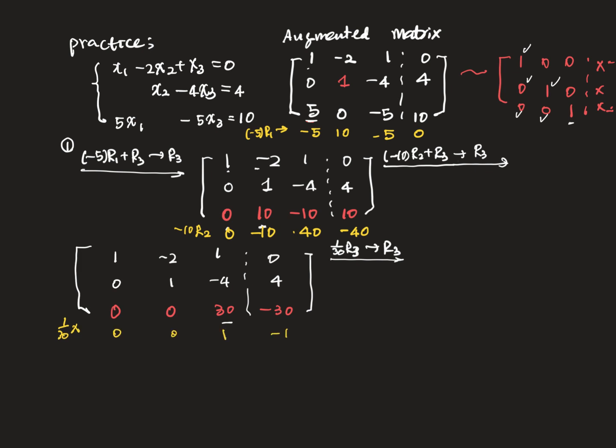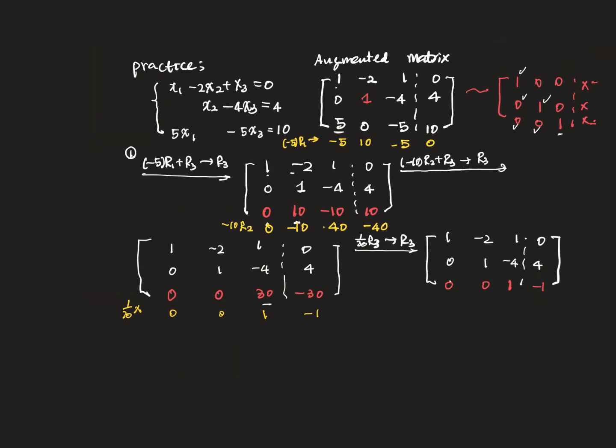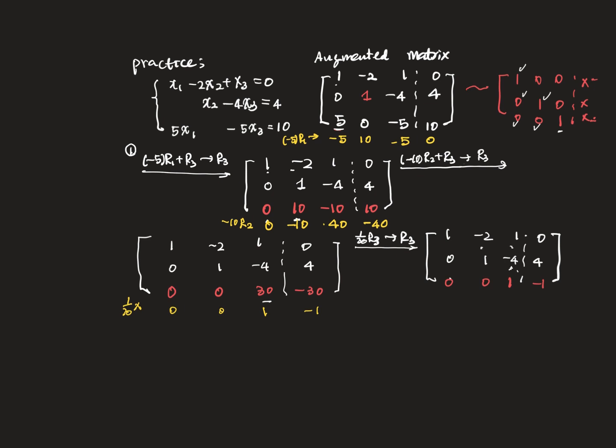So you have new matrix. 1, negative 2, 1, 0, 0, 1, negative 4, and 4. Last row is 0, 0, 1, negative 1. Okay, good job, guys. So far, so good. Let's go next one. Okay, we did here. Now, this should be 0. This should be 0. This should be 0. So you can decide which one to make 0, guys, okay?